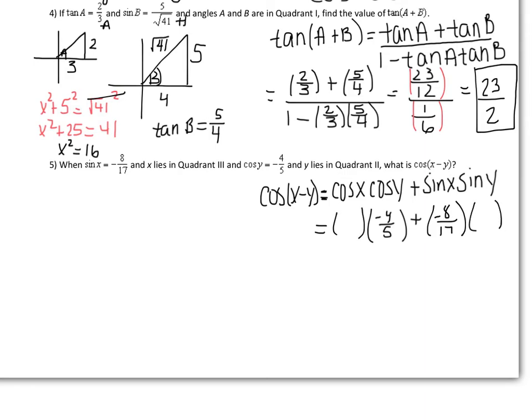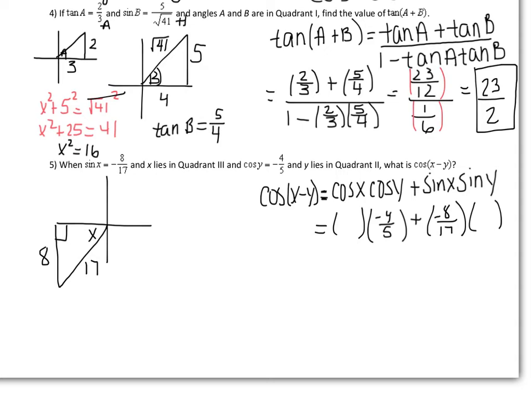So what do they tell us about sine of x? X lies in quadrant 3. So let's go ahead, remember the bow tie, draw a picture in quadrant 3. So here's x. Remember, sine is opposite over hypotenuse. So opposite is 8, hypotenuse is 17.